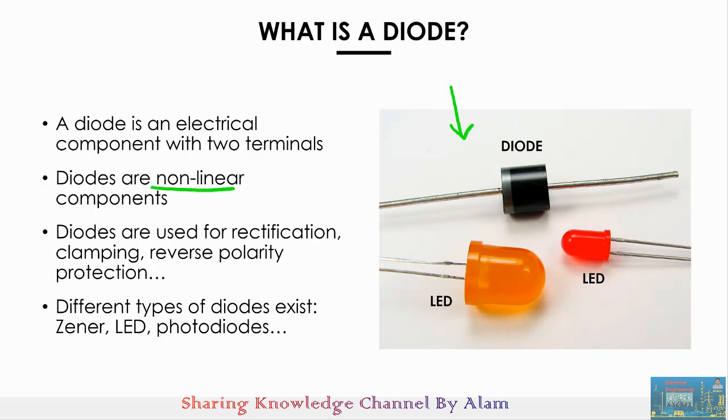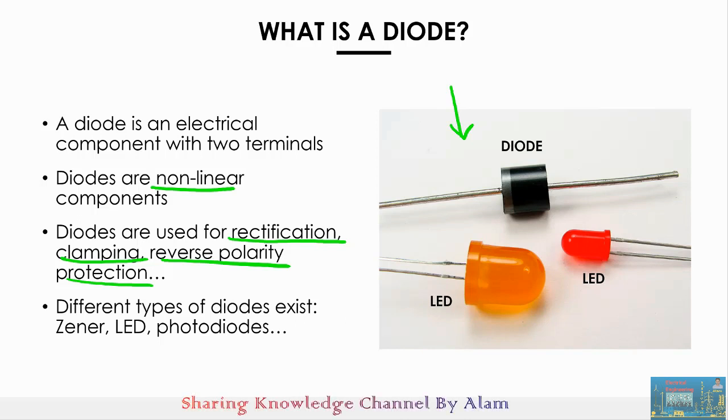Applications of the diode are countless. Diodes are used for rectification, for clamping, reverse polarity protections, and many other applications, and we will see some of them in this section. And finally, it's important to know that there are different types of diodes, each of them tailored for slightly different applications.